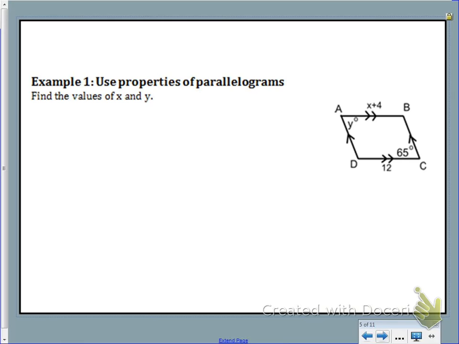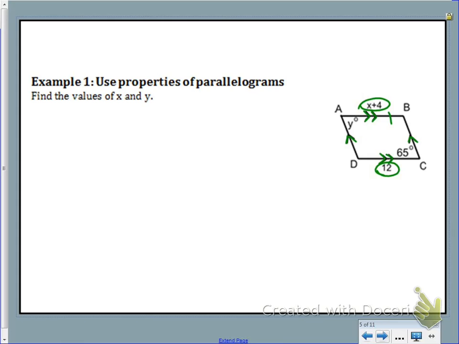Example 1 says to use the properties of parallelograms. We're going to find the values of x and y. Well, if we look at this parallelogram, first of all, we know it's a parallelogram because it's a four-sided figure with two pairs of opposite sides parallel. So since that's true, we can assume it to be a parallelogram because it has all the evidence showing it to be so. Now what we're going to do is use the fact that it is a parallelogram to know that the opposite sides are not only parallel but also congruent.